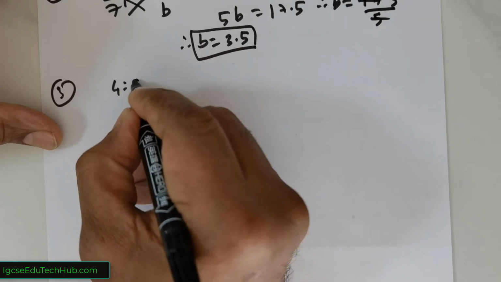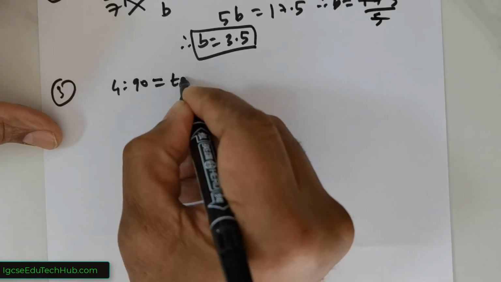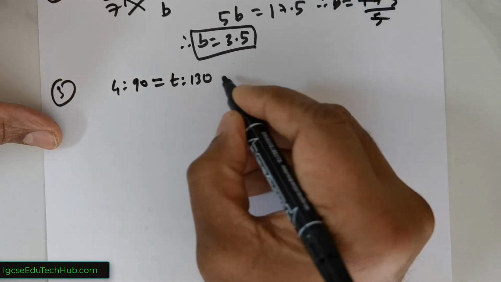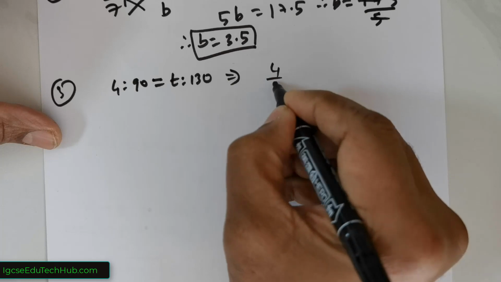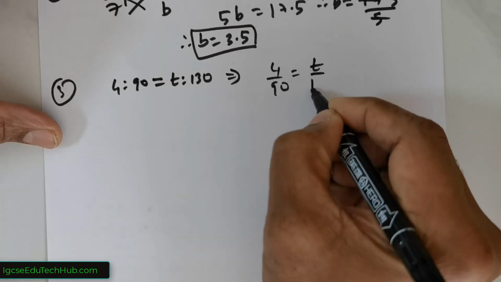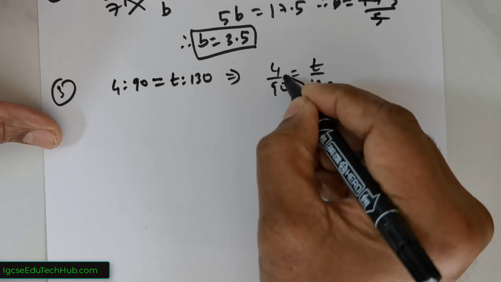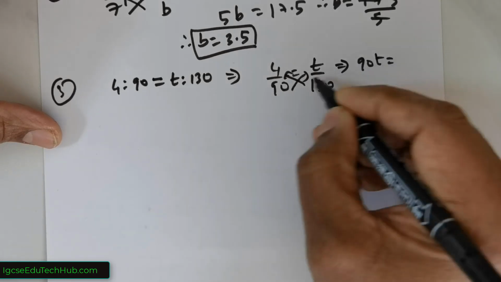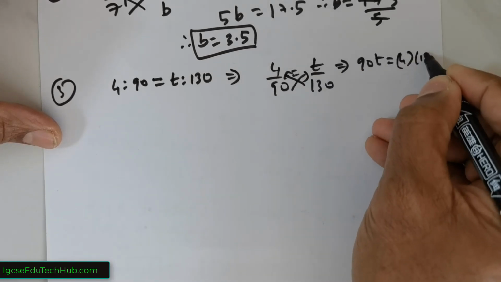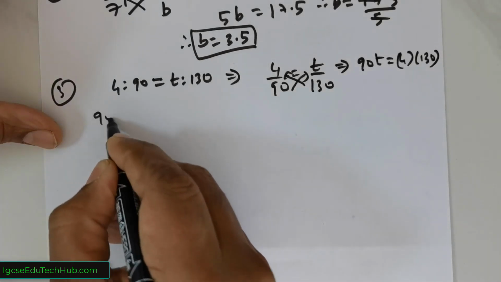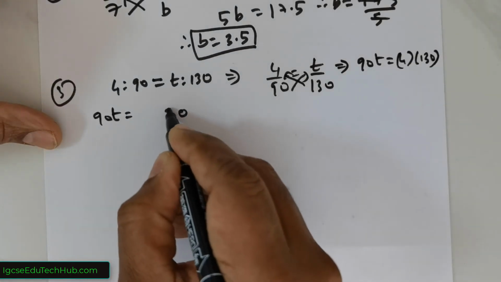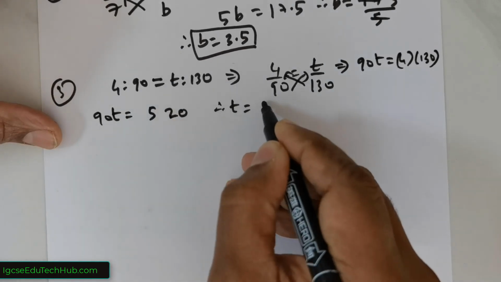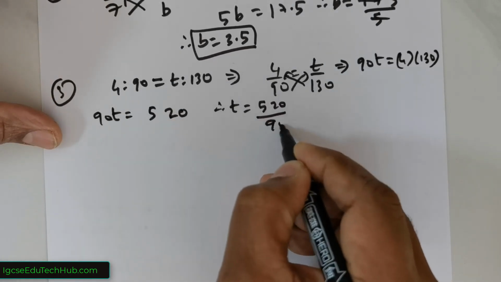You have 4 is to 90 is equal to t is to 130. Now you can rewrite this as 4 over 90 is equal to t over 130. You cross multiply, you get 90t is equal to 4 multiplied with 130. So 90t is equal to 4 0s are 0, 4 3s are 12, 1 4 1s are 4, 520. Therefore t is equal to 520 divided by 90.